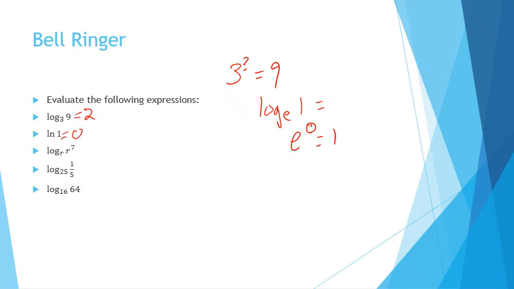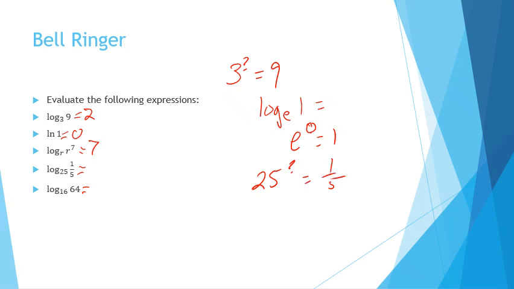This is going to be r to what power will give us r to the 7th, which is just the 7th power. Now the next two are going to be pretty tricky. 25 to what power will give us 1 over 5? And so we need to ask ourselves, how do we get 1 over 5?